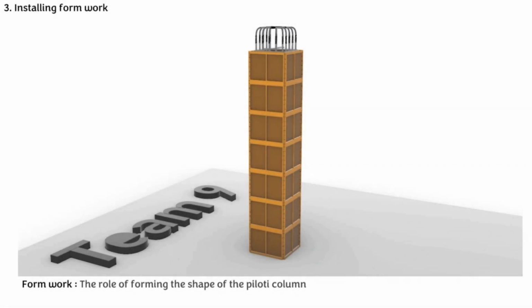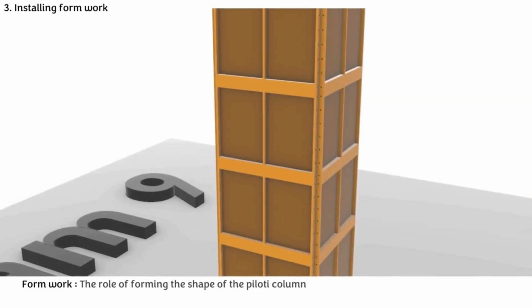Next, the formworks are installed to shape the exterior of the PLT columns. The formwork can be made of timber or steel and is installed according to the desired shape and size of the PLT columns. The formwork serves as a mold that helps shape the external form of the PLT columns when the concrete hardens.